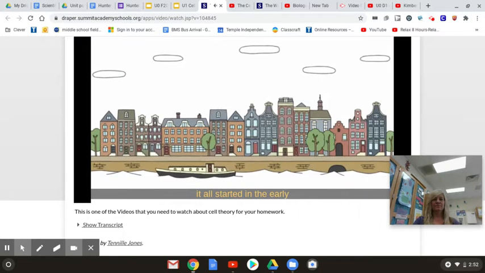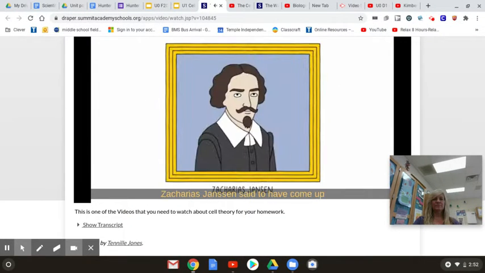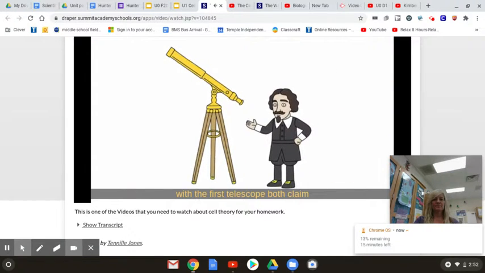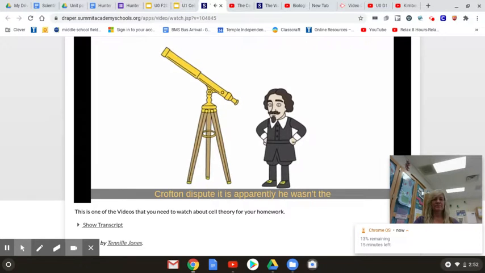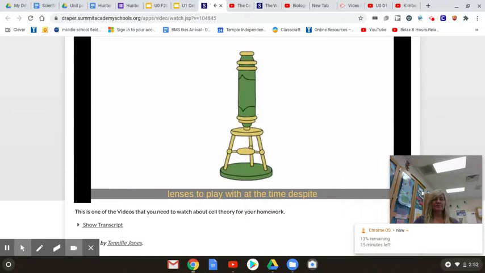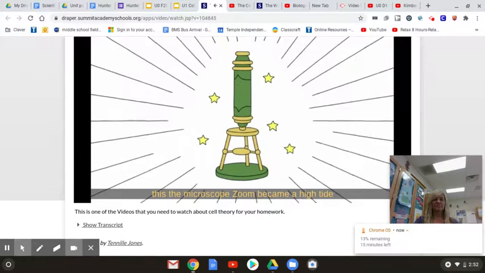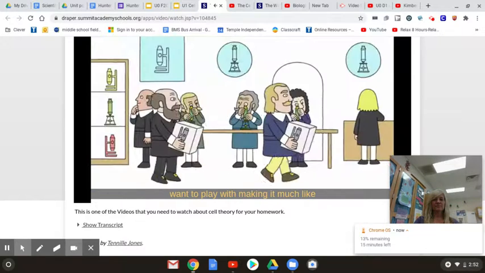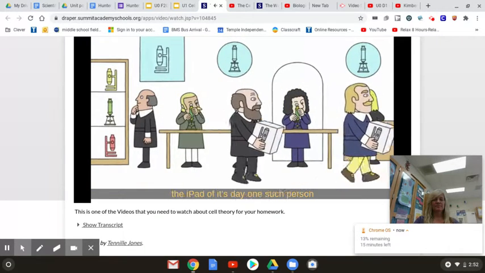It all started in the early 1600s in the Netherlands, where a spectacle maker named Zacharias Janssen is said to have come up with the first compound microscope, along with the first telescope. Both claims are often disputed, as apparently he wasn't the only bored guy with a ton of glass lenses to play with at the time. Despite this, the microscope soon became a hot item that every naturalist or scientist at the time wanted to play with, making it much like the iPad of its day.